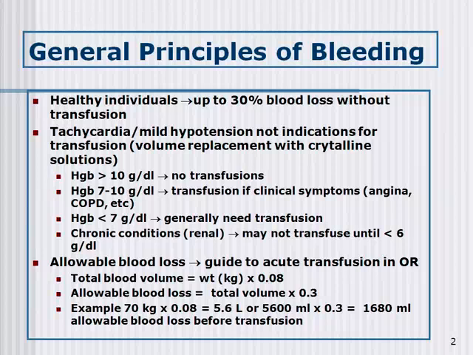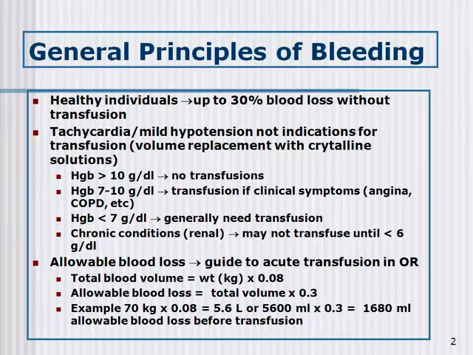There are some chronic conditions, patients with chronic kidney disease, where a hemoglobin of 6 may be the threshold at which you would transfuse. And as with any change in vital status, the more rapidly that the change occurs, the more likely clinical manifestations will occur. So chronic blood loss over many months tends to be better tolerated than a rapid drop in hemoglobin over minutes to hours.